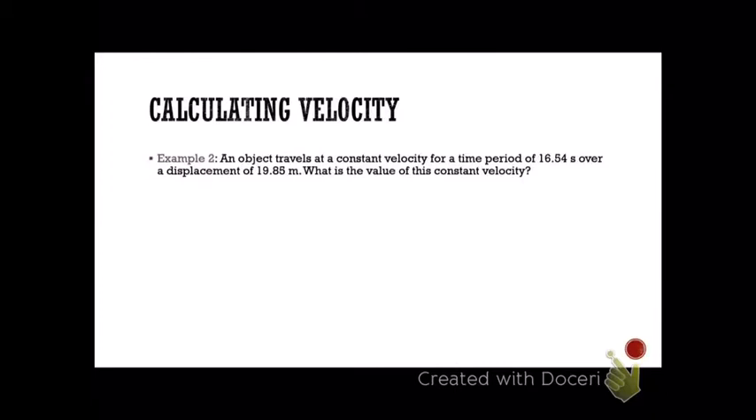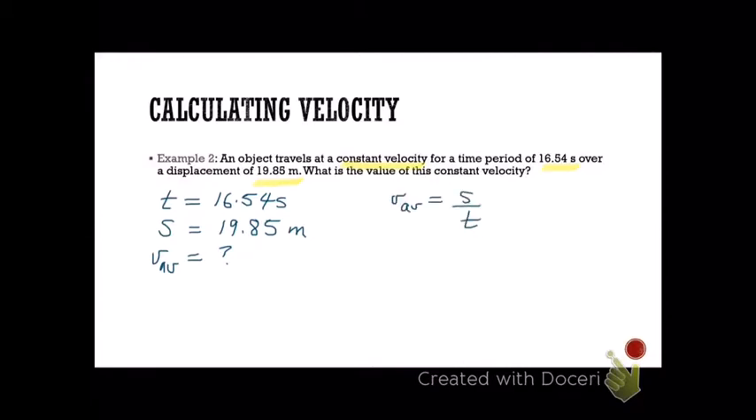Example 2. An object travels at a constant velocity for a time period of 16.54 seconds over a displacement of 19.85 meters. What is the value of this constant velocity? So first of all, we list our data. There's really no difference between the formula for average velocity and constant velocity. So we substitute our data, calculate the answer, and I've written the units as m s to the minus 1, and we highlight that.